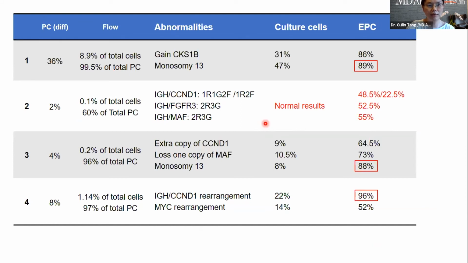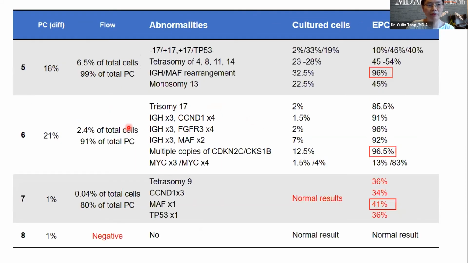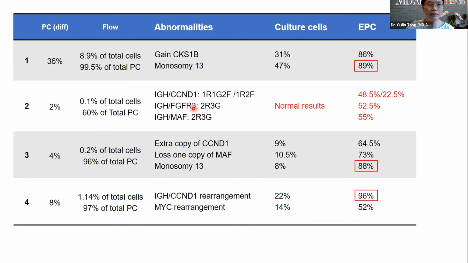almost all the cases, if it has an aberrant clone, even lower than 0.04%, we detect abnormality with the 4 FISH probes, but if you do the culture cells, we say all normal. This is another case, also not normal. And even if you see abnormality by both the culture cells and the EPC, the EPC gives you a much higher percentage of abnormality, right?